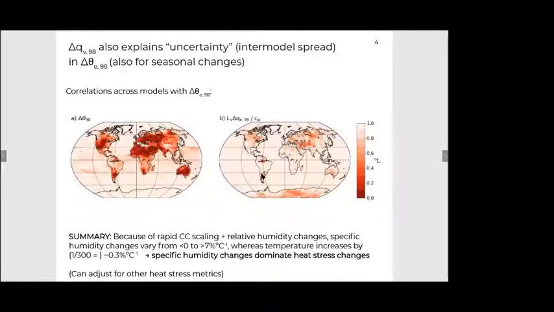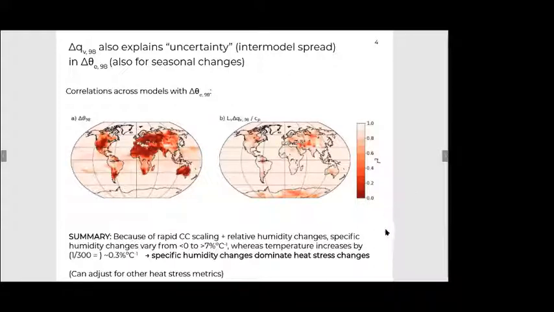But over the land, really almost everywhere, it's the specific humidity that's driving the intermodel spread in these changes in heat stress, extreme heat stress events. So again, if we want to understand changes in heat stress and we want to reduce intermodel spread, we really have to focus in on specific humidity.